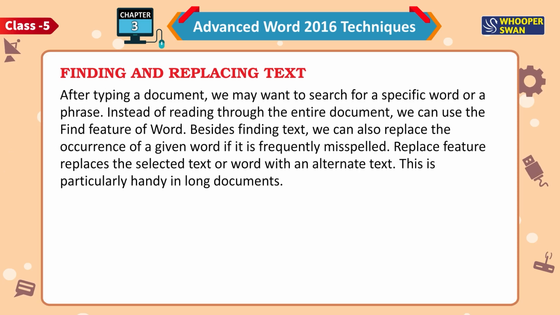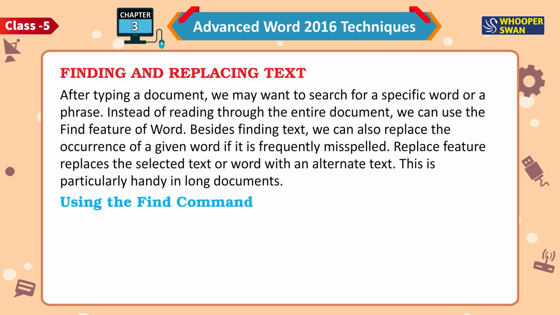Finding and replacing text. After typing a document, we may want to search for a specific word or a phrase. Instead of reading through the entire document, we can use the Find feature of Word. Besides finding text, we can also replace the occurrence of a given word if it is frequently misspelled. Replace feature replaces the selected text or word with an alternate text. This is particularly handy in long documents.